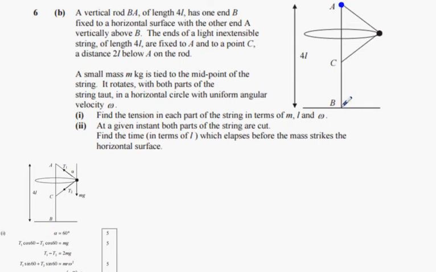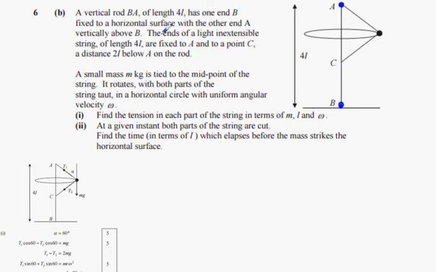B going to A is 4L in length, fixed to a horizontal surface, and the other end A is vertically above B. So this blue line here is just a rod, okay? Now that we've established that, we have a weight that's attached to the rod at two different points and spinning around it, okay?